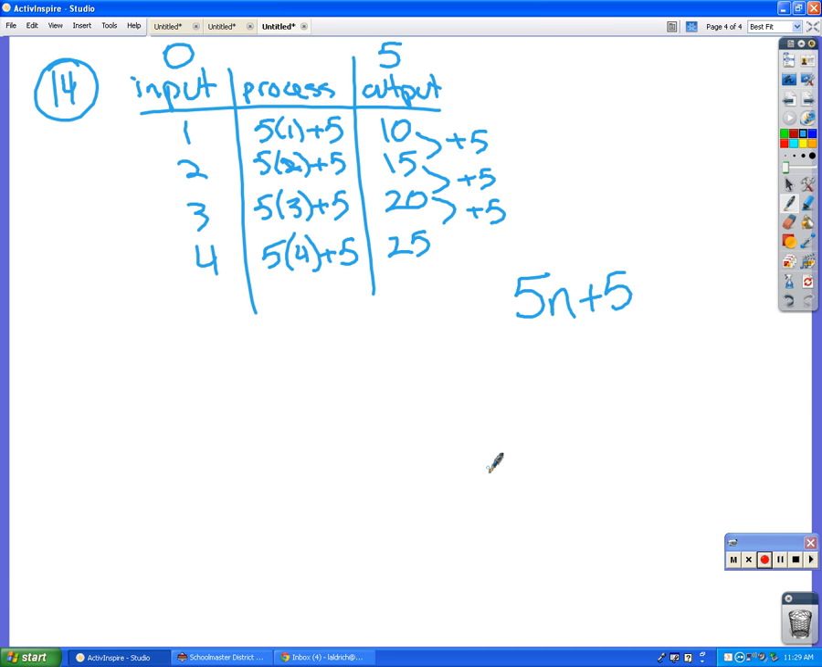Okay? Why did you put the 5 first instead of the n? Because 10 billion years ago when somebody did math, they just decided to do it that way, and now we're all stuck with it.